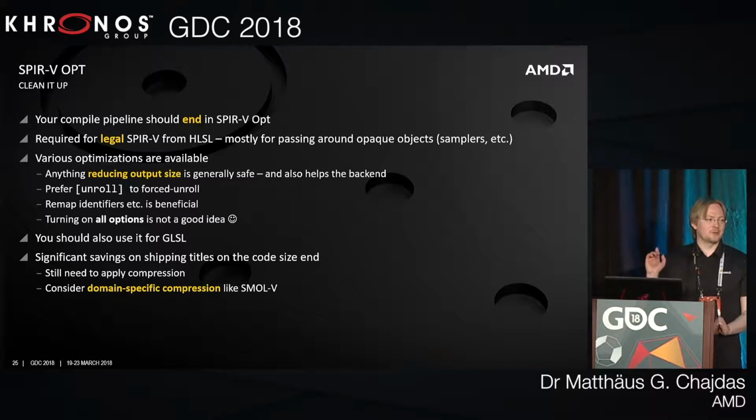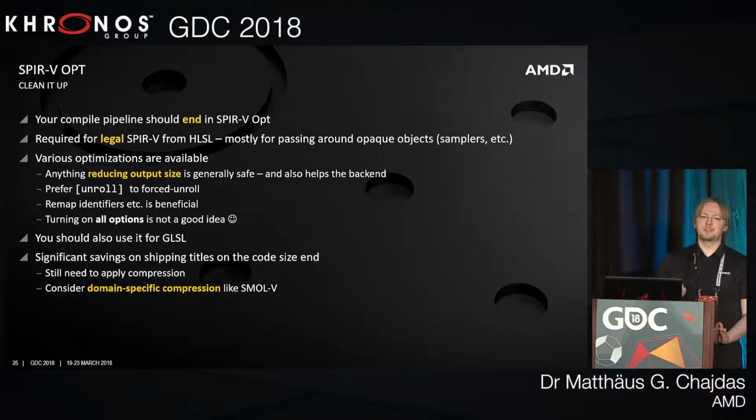And you should also use SPIR-V-opt if you compile GLSL, right? There's no reason why you should only use it for HLSL. The net result is you will usually get significant gains in terms of the size of your shaders, so they should be in the ballpark of DX bytecode. If that's not enough, you can compress it further. There are domain-specific compression tools available.